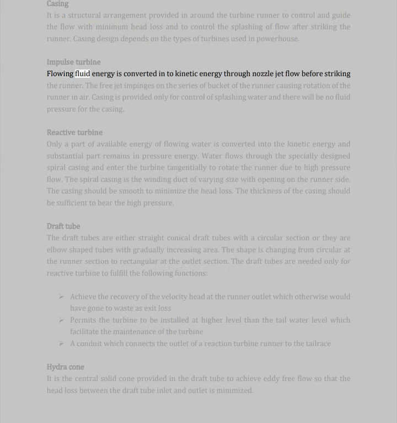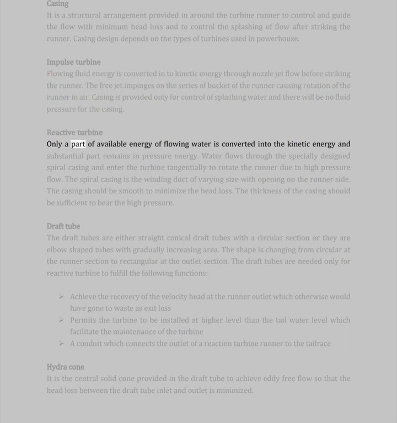Impulse turbine. Flowing fluid energy is converted into kinetic energy through nozzle jet flow before striking the runner. The free jet impinges on the series of buckets of the runner, causing rotation of the runner in air. Casing is provided only for control of splashing water, and there will be no fluid pressure for the casing.